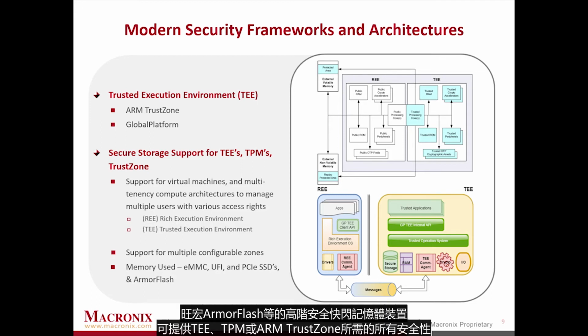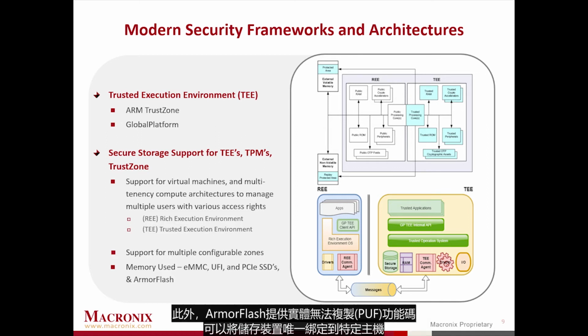Advanced secure flash devices like the Macronix Armor flash provide all the security that is needed by a TEE, TPM, or an ARM Trust Zone. Additionally, Armor Flash enables a physically unclonable function, or PUF, feature that makes it possible to uniquely bind a memory device to a particular host. Armor Flash also provides configurable separate secure data regions with independent keys for each region to separately support authentication and encryption. This can ideally be used to control access to each secure data region or user space to support hypervisors or multi-tenant implementations.